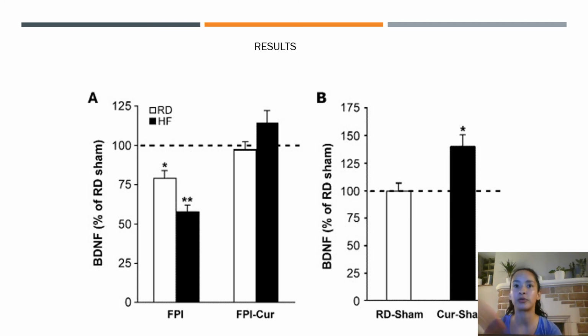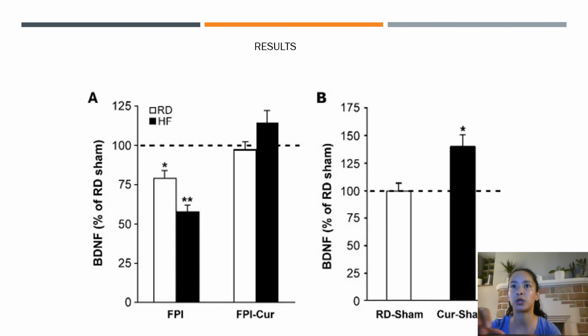So breakdown with regards to this slide here, as far as terminology goes, this FPI here refers to fluid percussion injury. This CUR here is the curcumin. The RD is a regular diet, like I kind of mentioned in the previous slide. They also analyzed a high-fat diet. The sham that you'll see here is basically just their control.